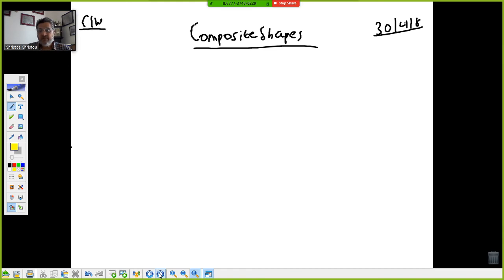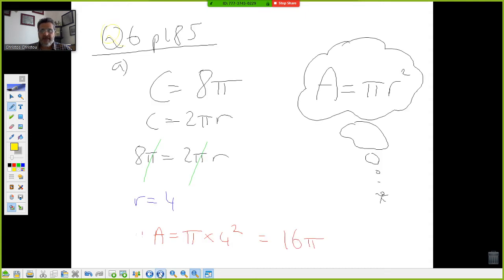Composite shapes. Well, these are bits of shape stuck onto other bits of shapes, much more complicated. I just want to refer to this, by the way, because this came up as an extension question in your book, and some of you did it, some of you did not do it. I recall the question. In fact, I can tell what the question is just by looking at what I've written there. You're given that the circumference of a circle is 8 pi in terms of pi.